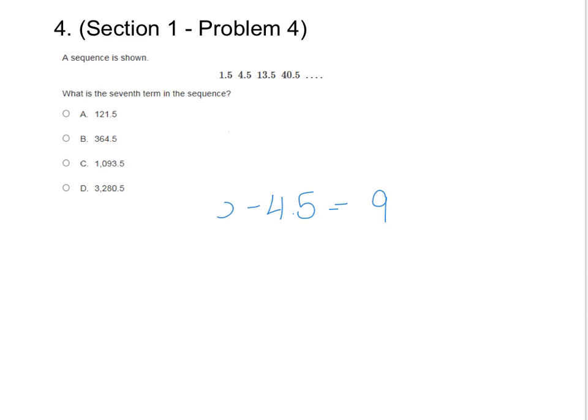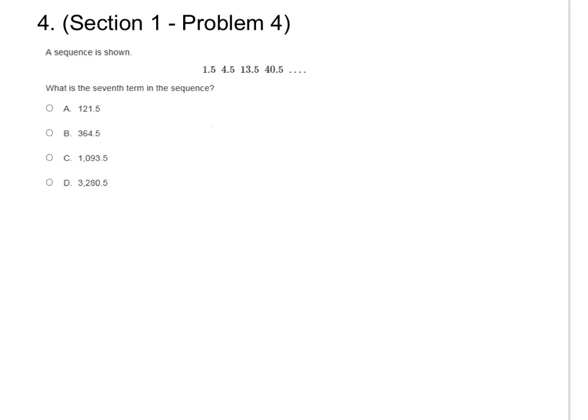Geometric means you would multiply the 1st term by a common ratio to get the 2nd term. So I'm going to take my 2nd term, which is 4.5, and I'm going to divide it by the previous term, which is 1.5, and I get a ratio of 3. So that means I would multiply 1.5 by 3 to get my next term.